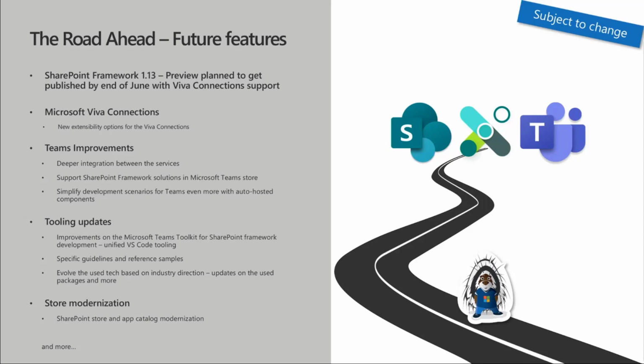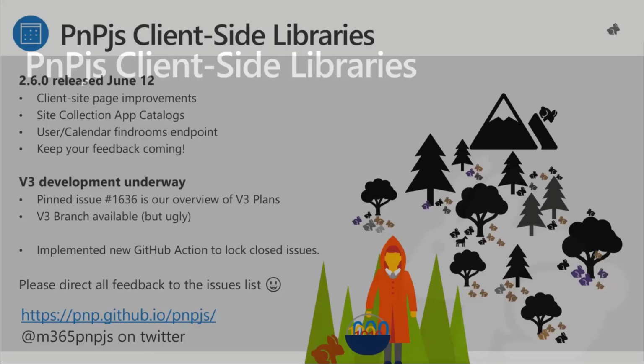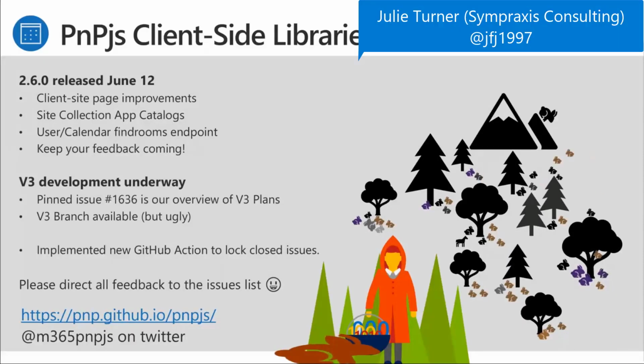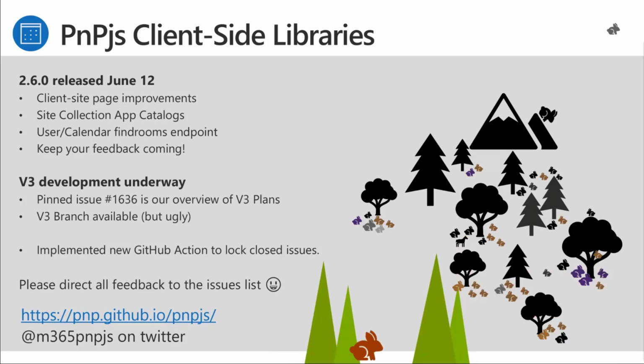Now, moving away from there and heading to the open source projects, let's do a quick update on the PnPjs client-side libraries. And Julie, take it away. Yes, thank you, Vesa. So the 2.6.0 release happened on June 2nd. We had some really good client-side page improvements with some pre-publishing stuff there. We also had an addition for managing site collection app catalogs, and an addition of the Find Rooms endpoint for user and calendar control in the Graph.